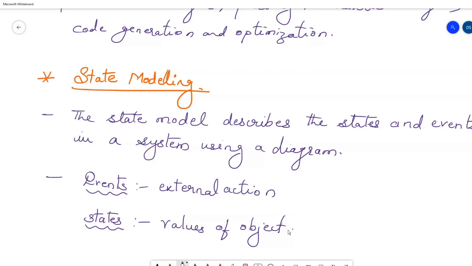Let's study events in detail. How many events do we have? We have a signal event, a change event, and a time event. There are three types of events which we'll be studying. So let's start with events then.